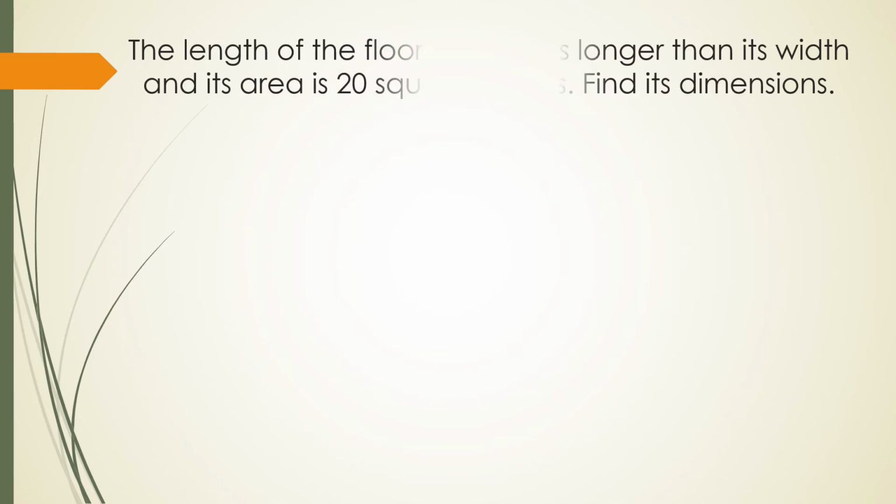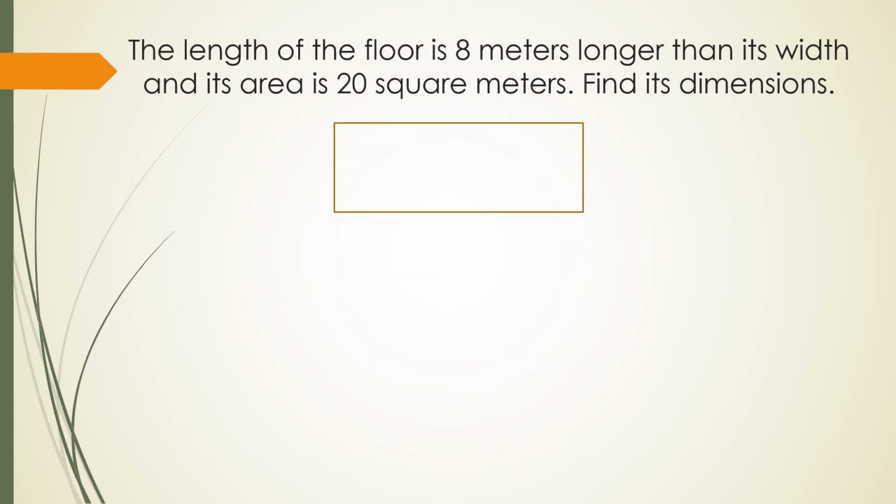In some problems, a root derived may be discarded. So what do you think are the reasons why? Let's have our first example. The length of the floor is 8 meters longer than its width, and its area is 20 square meters. Find its dimensions. So if we are talking about the length and the width, we are talking about a rectangle.